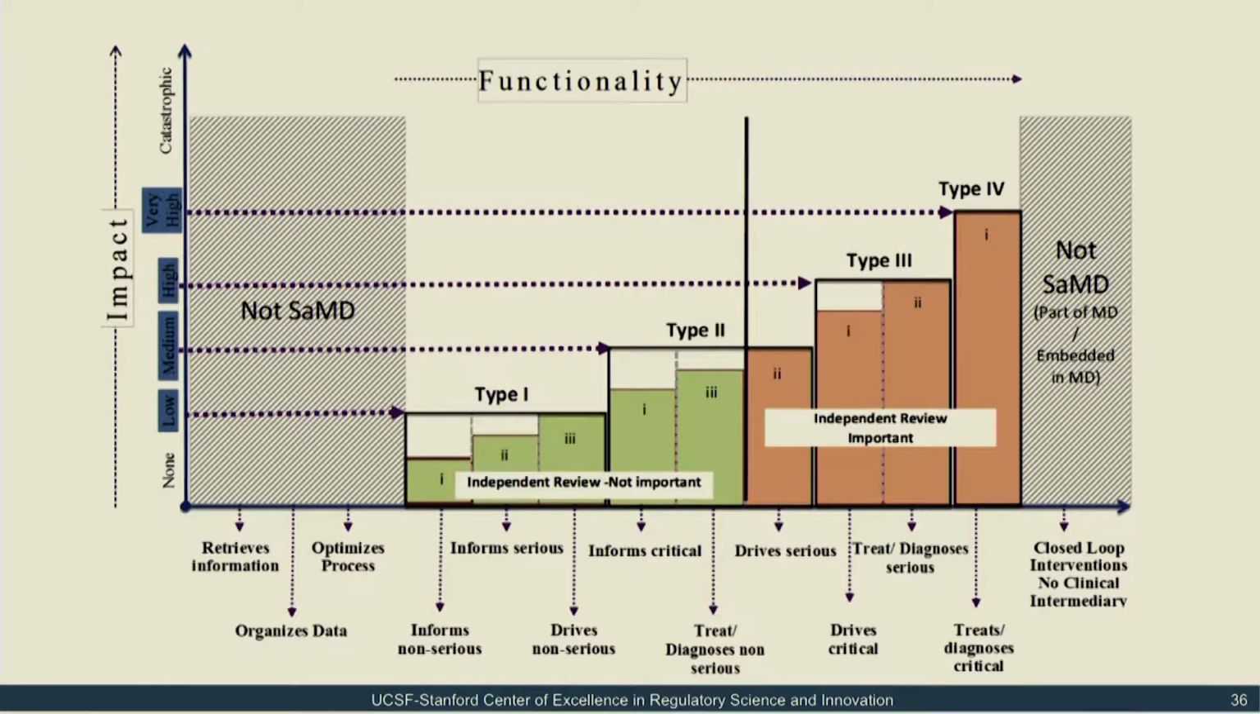Having established some definitions, the recommendations by IMDRF are as follows. Software as medical device in Category 1 are considered having low impact. Hence, independent review of evidence is not important.